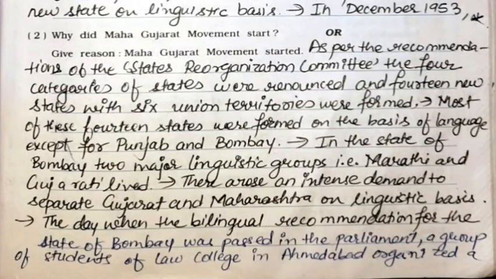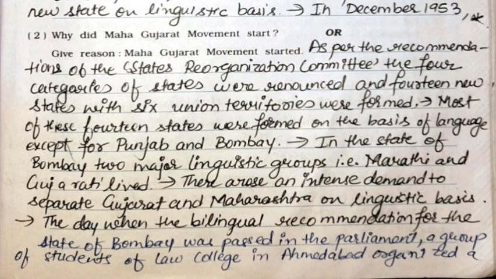Second one, why did Mahagujarat movement start, or give reason Mahagujarat movement started? As per the recommendations of the States Reorganization Committee, the 4 categories of states were renounced and 14 new states with 6 union territories were formed. Most of these 14 states were formed on the basis of language except for Punjab and Bombay. In the state of Bombay, 2 major linguistic groups, that is Marathi and Gujarati, lived. There arose an intense demand to separate Gujarat and Maharashtra on linguistic basis.